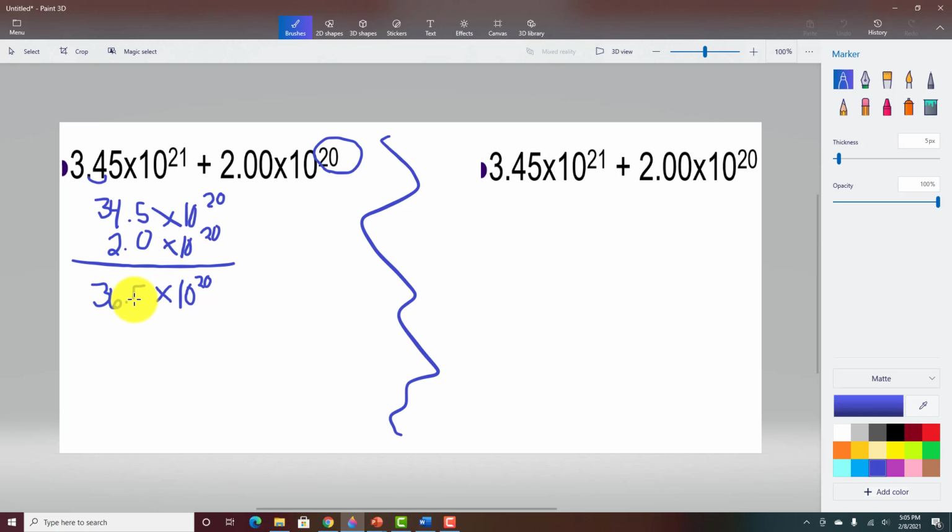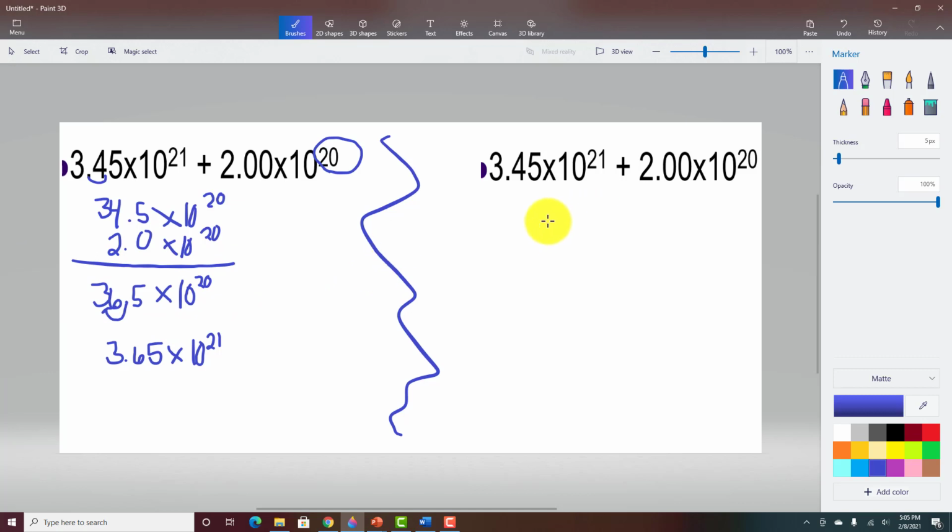36.5. Okay? This is not in scientific notation, so 36 is not a number between 1 and 10, so I am going to have to move the decimal over 1. This gives me 3.65, and then times 10 to the 21st. Okay? When the decimal goes to the left, the exponent goes up.